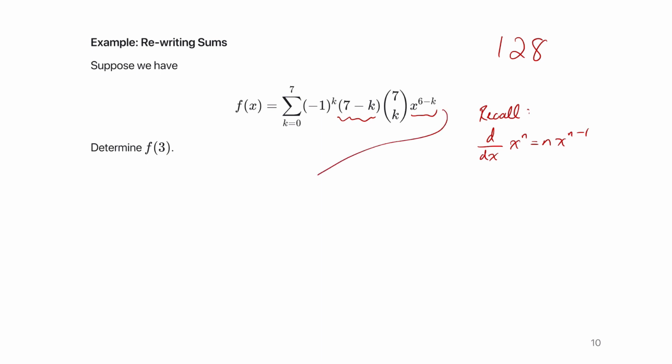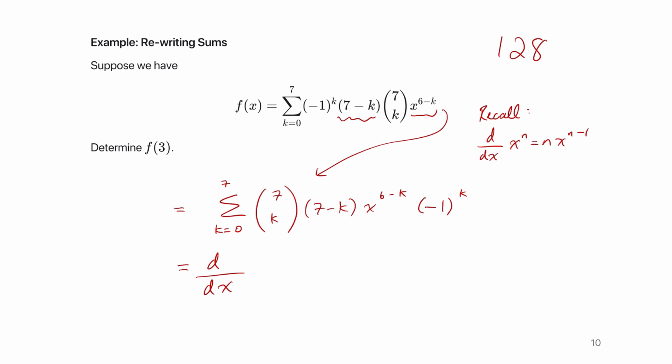Okay, let's come over here. So we notice this part's not going to change. And just to make it a little more explicit, let's bring the 7 choose k out here. And then we have this thing, 7 minus k, x to the 6 minus k, and then negative 1 to the k. Okay? And so the claim I will make is that this is nothing but the derivative with respect to x of this thing.